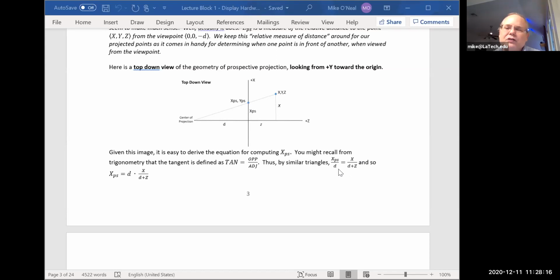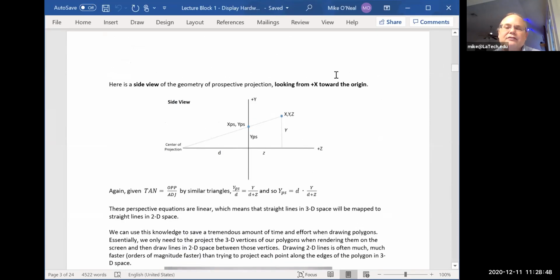And then a little bit of algebra, you can just move the D to the other side, right? Multiply both sides by D, and you get the answer. X perspective will be the D that you're given, the X for the input, and the Z that you're given. So all of the things on the right-hand side you're given, and that lets you compute the perspective projection point. Well, at least the X component of it. We have to do the same thing for the Y perspective point.